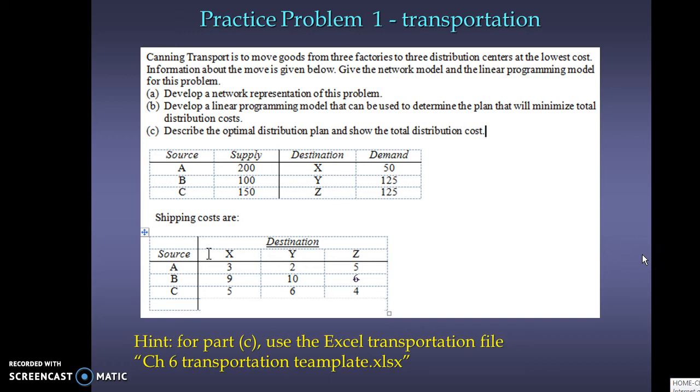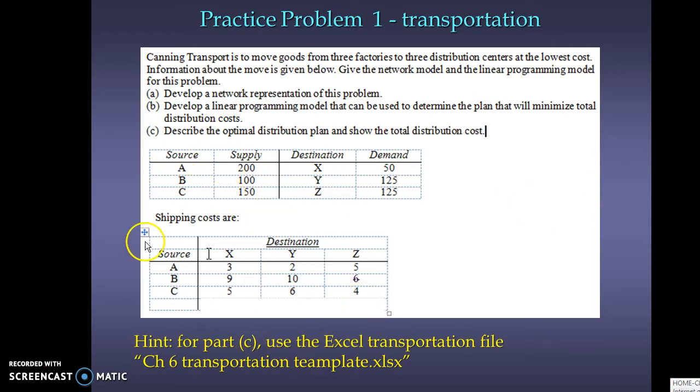Okay, well, welcome back to the Chapter 6 initial discussion. We're dealing with the transportation problem. And first thing I'm doing is giving you a practice problem number 1 for transportation. I've got 3 questions to give you, and I'm going to show you how to do this both graphically and in parts A and B to develop a linear programming model, and then to develop the optimal distribution plan and cost using Excel. So these are the data that we're given.